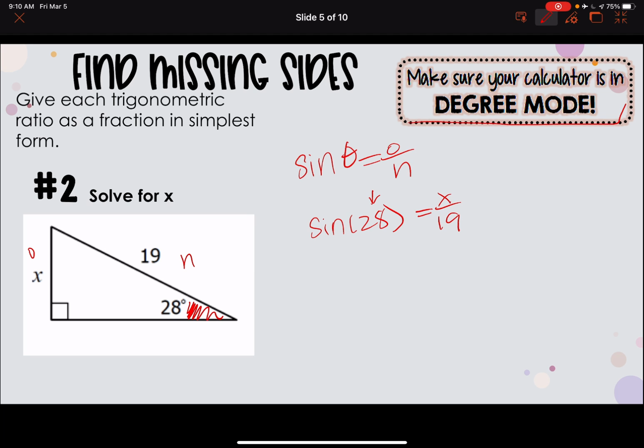Now, when you're typing this into your calculator, please make sure your calculator is in degree mode. You can check that by clicking mode. It's going to look like DEG. Now, in order to solve for x, we're going to have to multiply both sides by 19. So we get 19 sine of 28. And that's going to equal x. If you have your TI-84 or any other graphing calculator, you can just type it in, but you must make sure it's in degree mode.